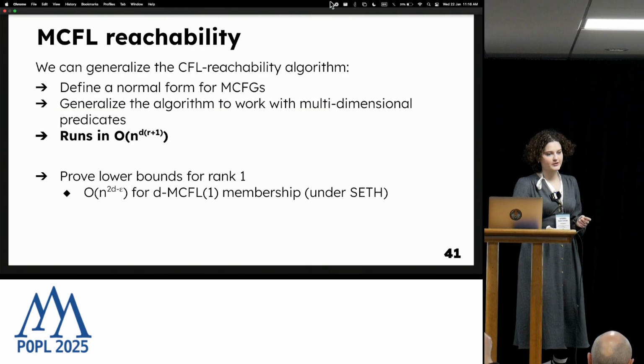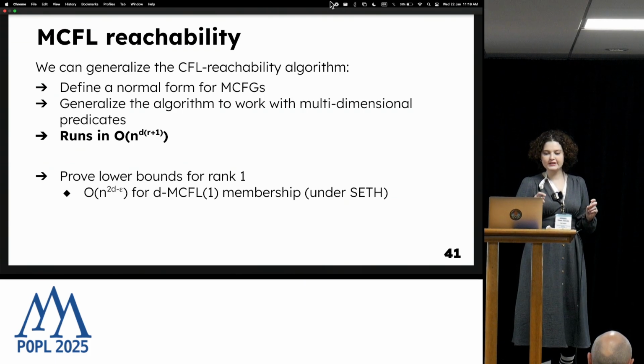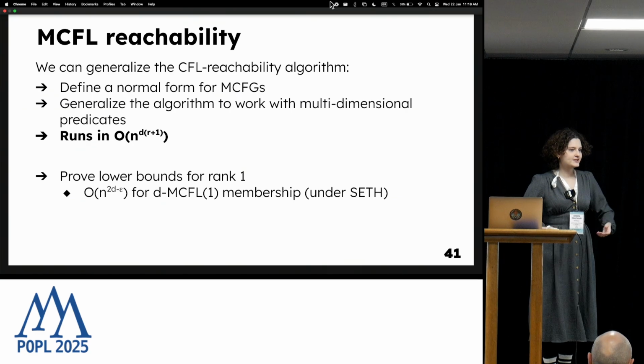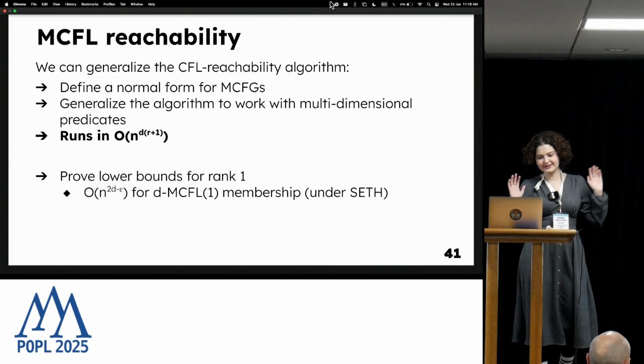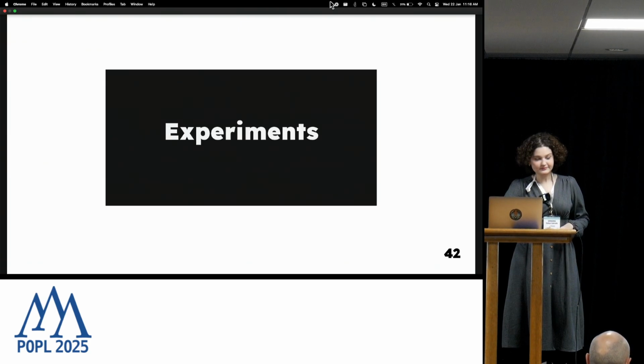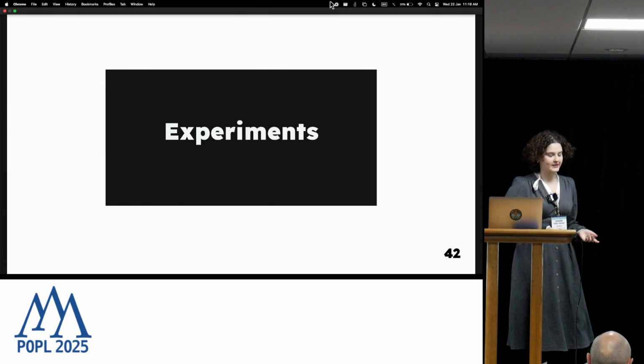And we have proved lower bounds for rank 1 of n to the 2d. So that basically means that, indeed, as we increase the dimensions, we do need an n square factor. We cannot get rid of it. And how does this perform in practice, right?